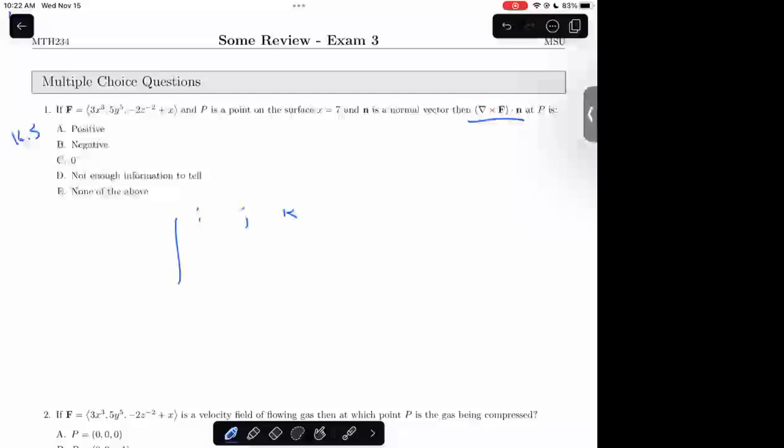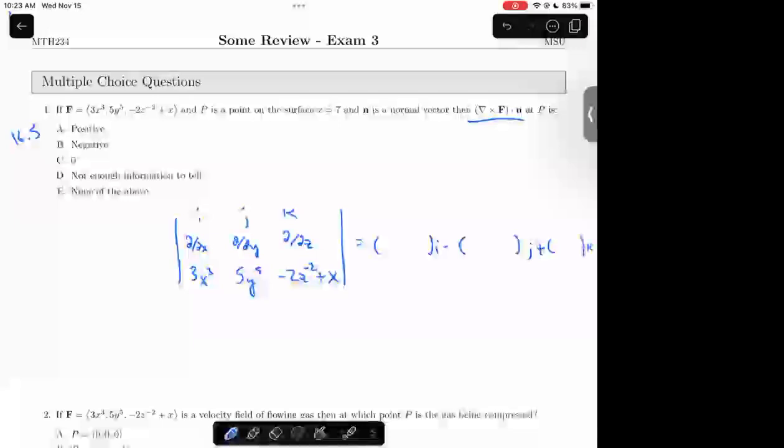We have our i's, j's, and k's. This del operator is all of our partial derivative information. So a partial derivative with respect to x, then with respect to y, then with respect to z. And then we need to put in our vector field. So it looks like we have 3x cubed, 5y to the 5th, and then negative 2z to the negative 2 plus x. Whenever we take a cross product, we're going to have stuff with i's minus stuff with j's plus stuff with k's. I'm not sure if I've given myself enough room or not, but we'll see.